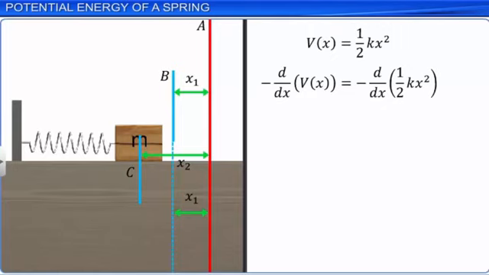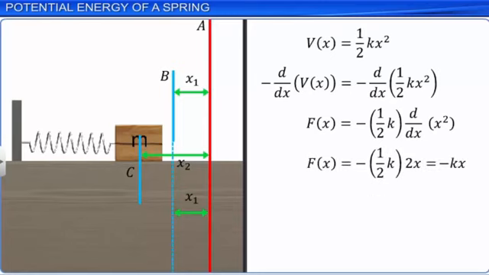On further simplification, we get F(x) is equal to minus half k into d(x²)/dx. Thus, by doing the derivation of the equation of potential energy of a spring, we can easily verify the equation for the spring force as F(x) is equal to minus kx, as shown.